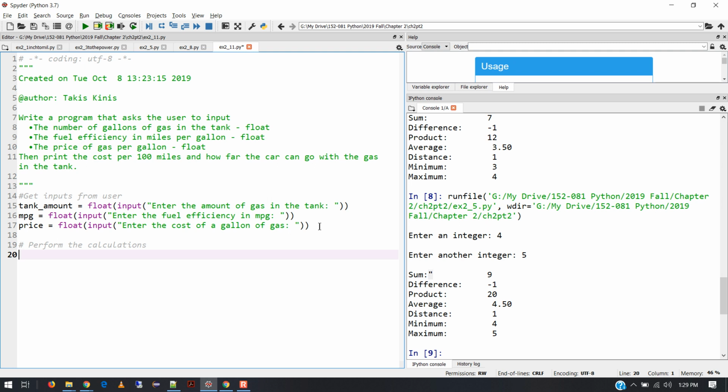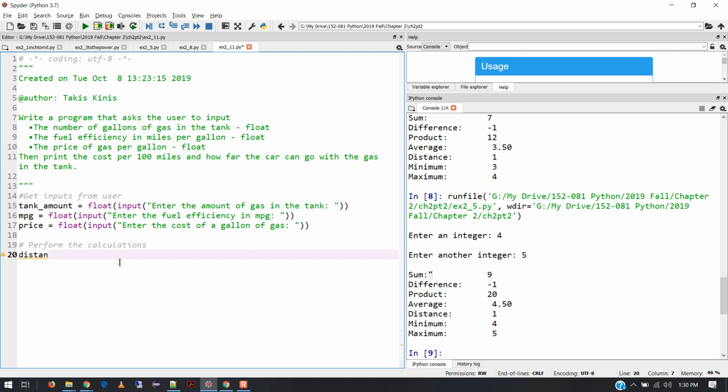So now we've got to do a little thinking. What calculations do we need to make? They want to see print the cost per 100 miles and how far the car can go with the gas in the tank. Interesting. How do we calculate? What's the calculations? For the number of miles the car can go, I have you take the number of gallons, so you do tank amount times MPG. Okay, very good, David. And that's where I would start too.